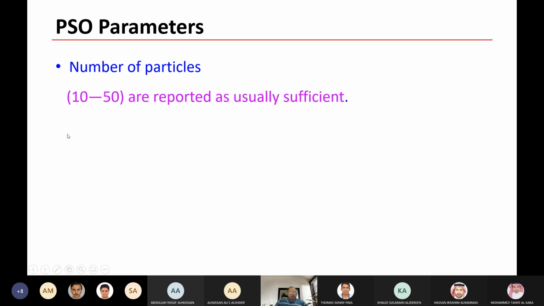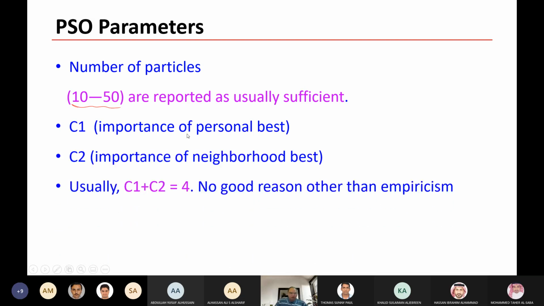The number of particles, you can have 10 to 50 are reported as usually sufficient. If your problem is not that big, if you have like 20 optimized parameters or so, you can use this range of population size. C1 and C2 are usually set equal to 2, C1 equal to C2 equal to 2.